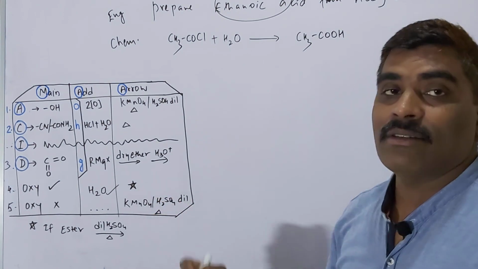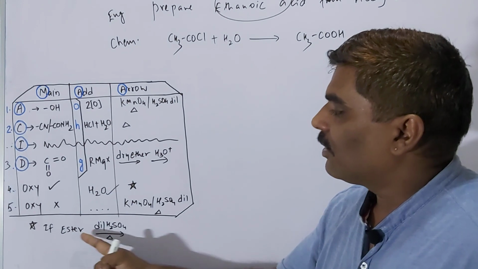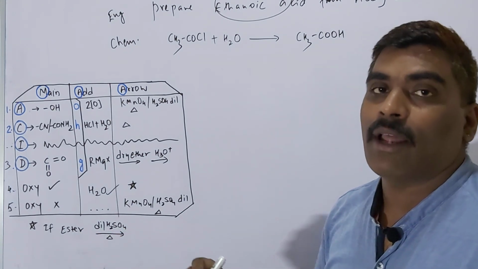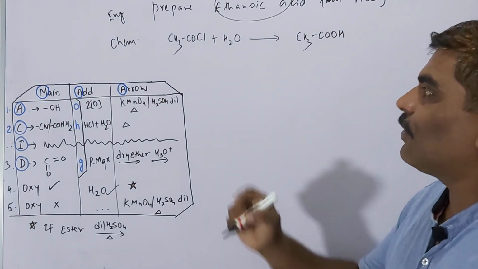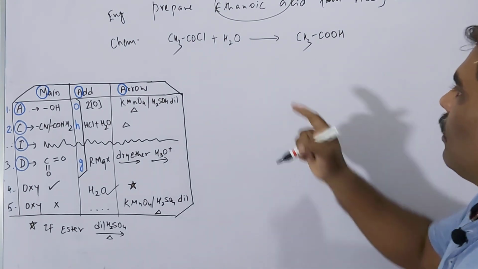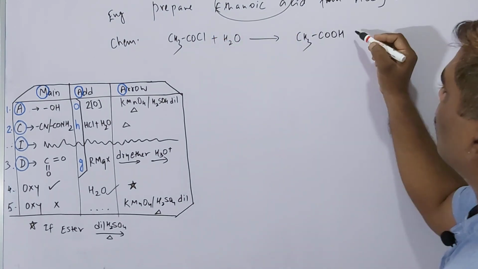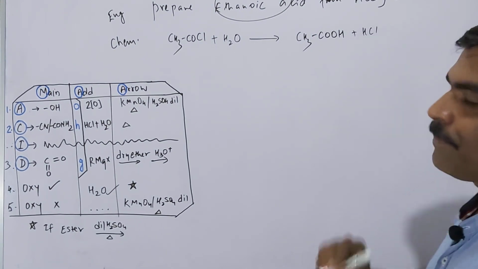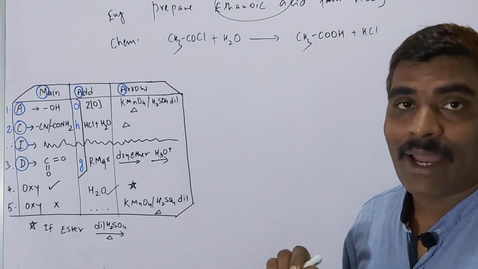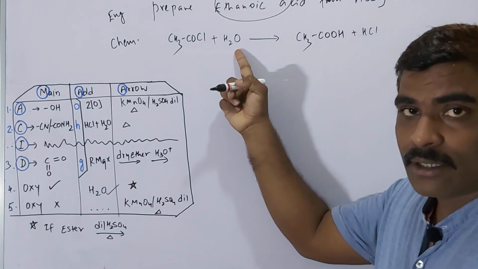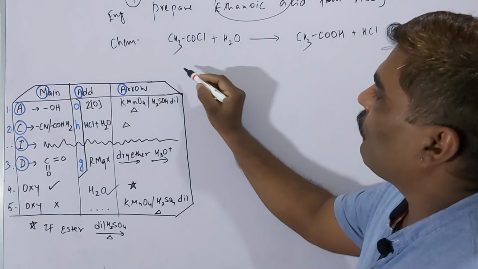And this star mark is there for what? If this material is ester, then only you are going to write it on the arrow. Otherwise not. Means you will not write it here because this is not ester. Now just find out left and right side. What is extra on the left side? HCl. So when acetyl chloride is reacted with water, it gives acetic acid. This is question number 1.